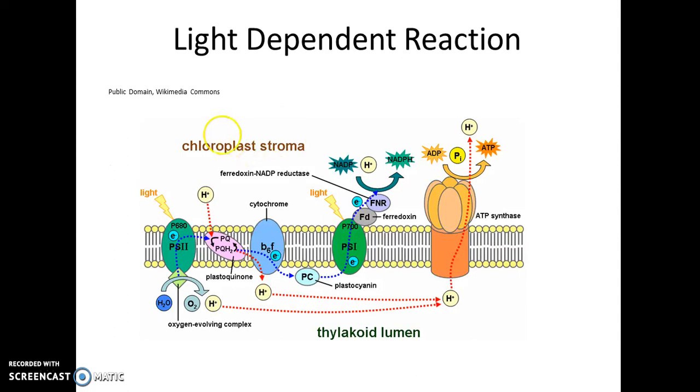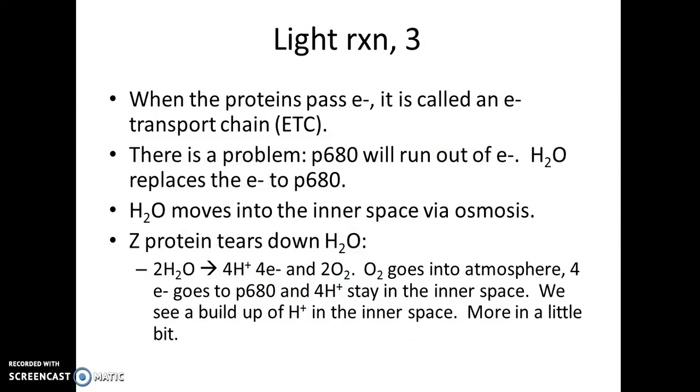And we have a diagram here. This is the P680, which loses 2 electrons to PQ, which becomes PQH2, so it's 2 hydrogen ions over here. PQ passes into a cytochrome complex, which dumps the hydrogen ions in here, passes to PC, which passes it to P700. It's a good picture. When the proteins do this, it's called an electron transport chain.